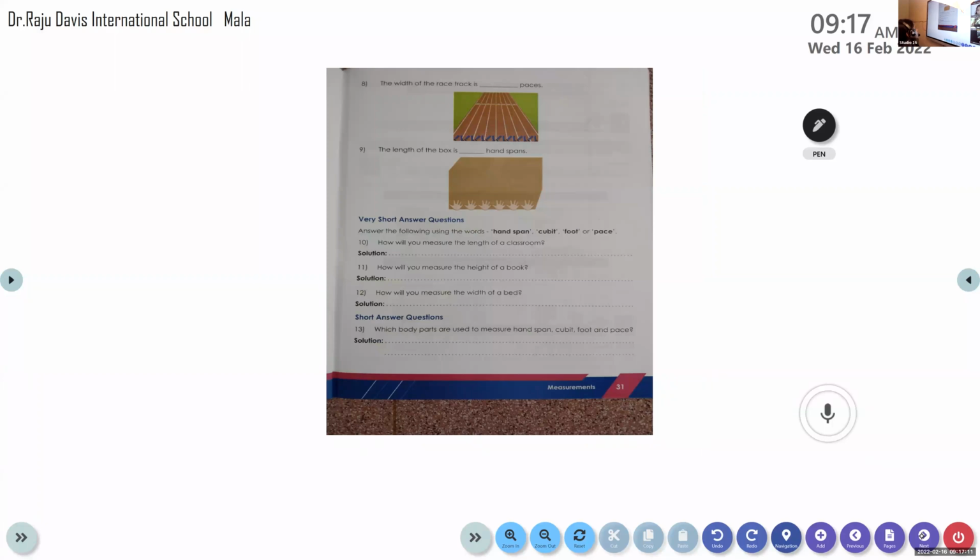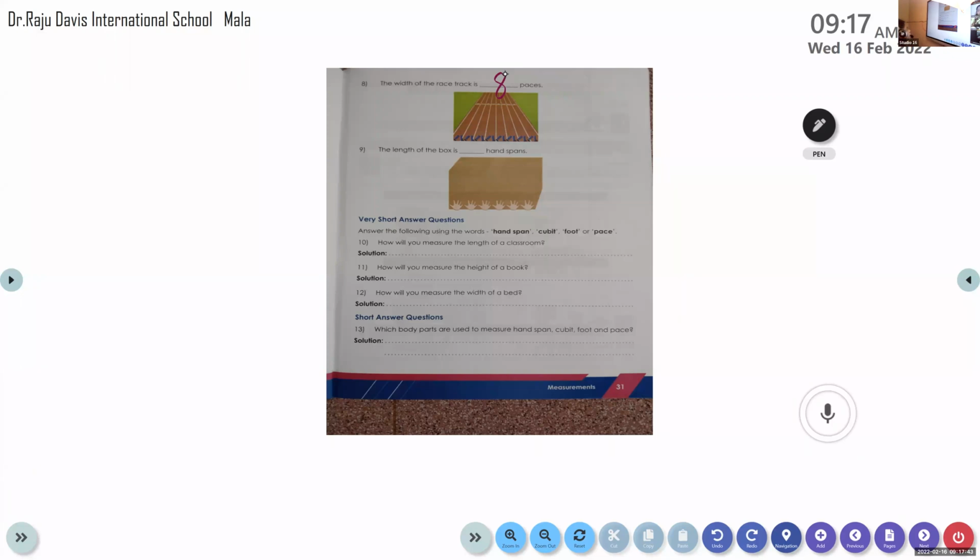Page number 31. Question number 8. The width of the racetrack, just now only we count how many paces are there. The width of the racetrack is dash paces. Maria, what's the answer? How many paces? 8. 8 paces. You can write the number 8 here.